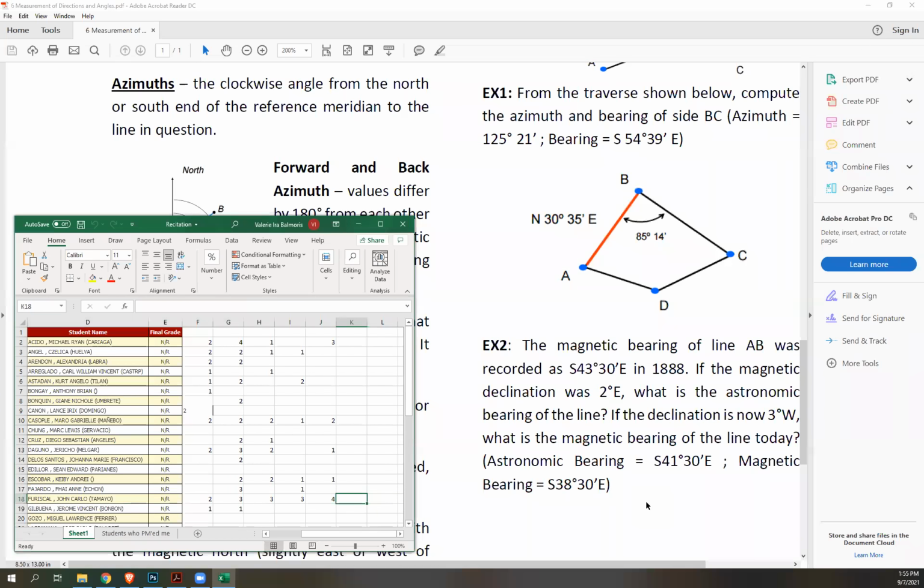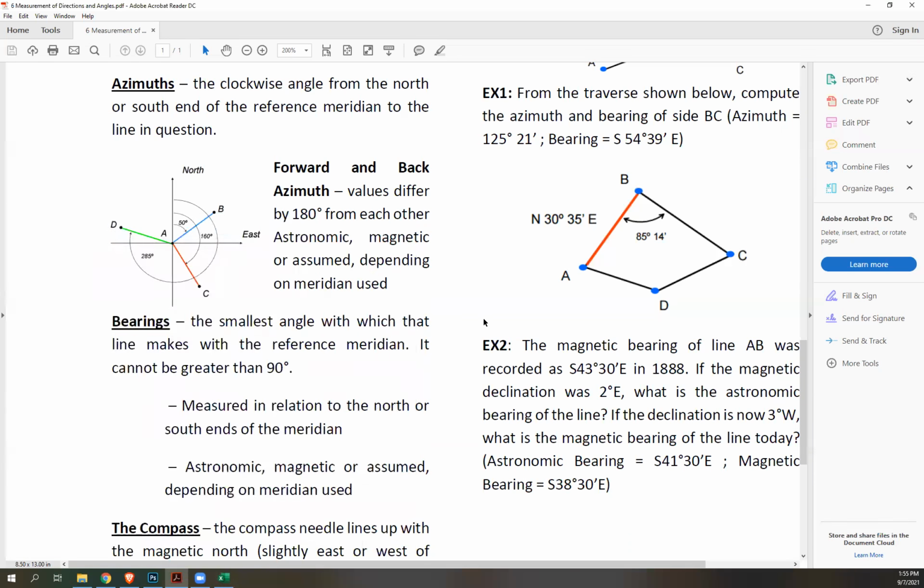Okay, correct. The answer is 75. So that would be this angle. And that's 360 minus 285. So the bearing of angle D would be north 75, then going to west. So north 75 degrees west. Okay. So that's a bearing.